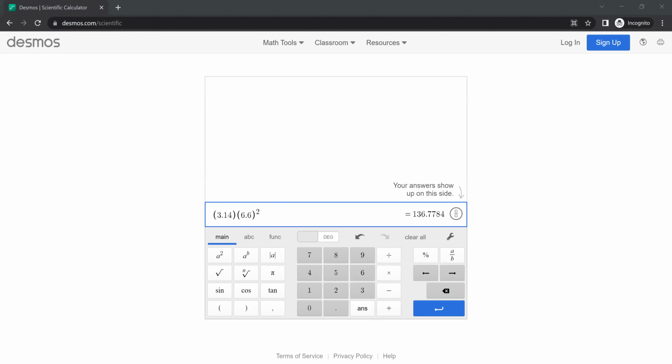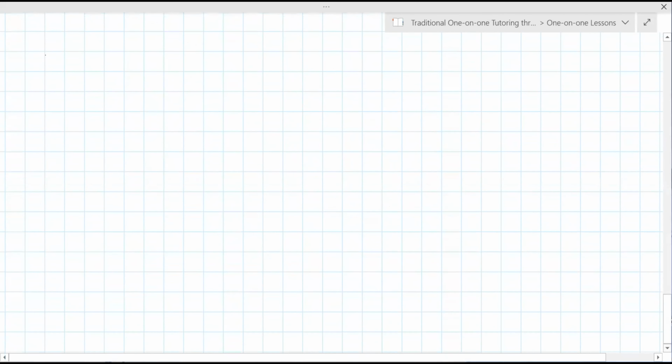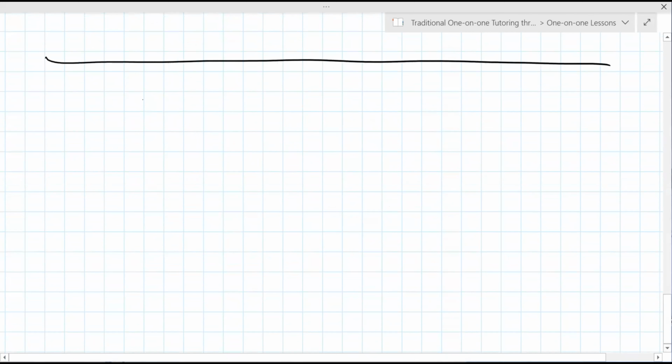136.7784. And then what are the units? The units are very important here. Yards squared. Okay. Let me go back to our other screen, and let me give you one more problem to do this. It's really important that we get this right. Then we're going to work on some different problems.